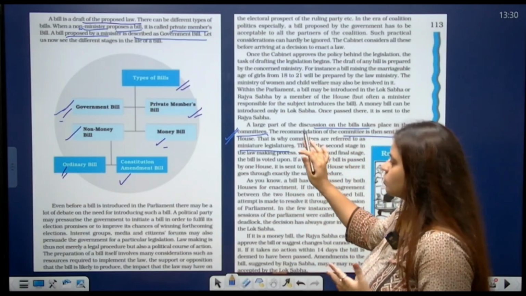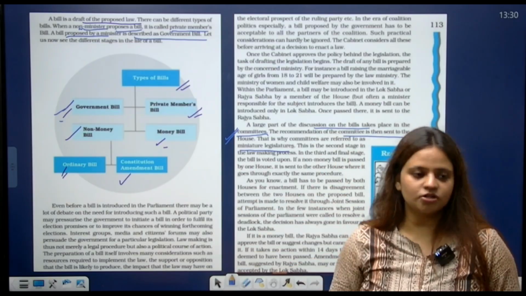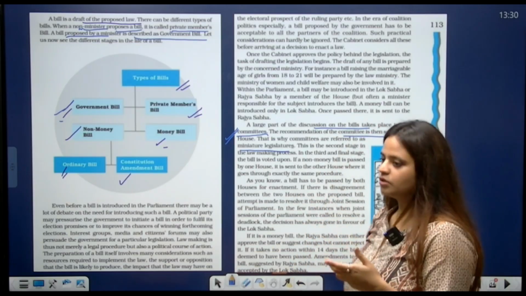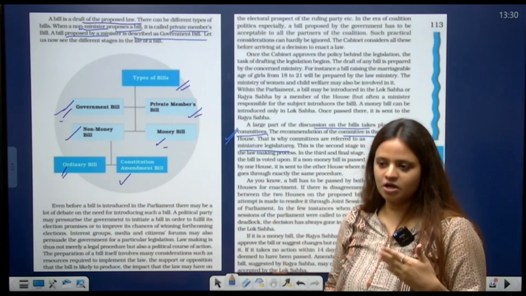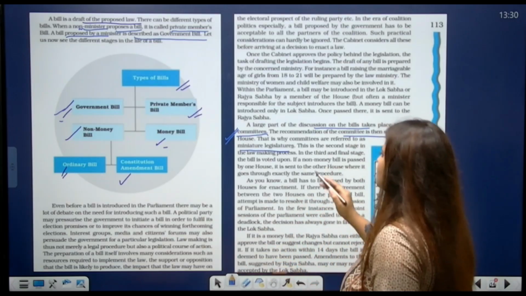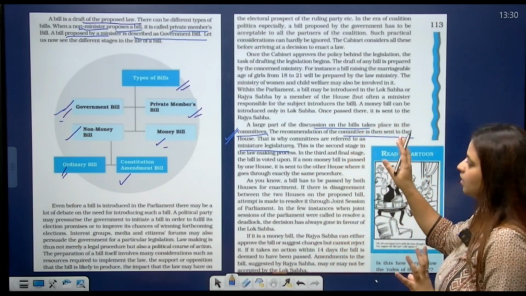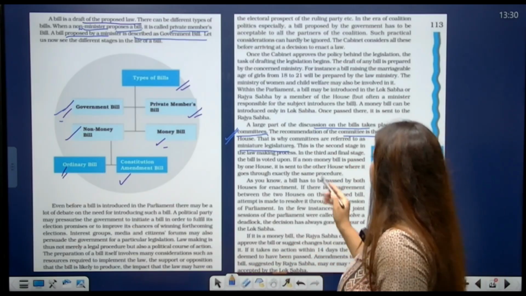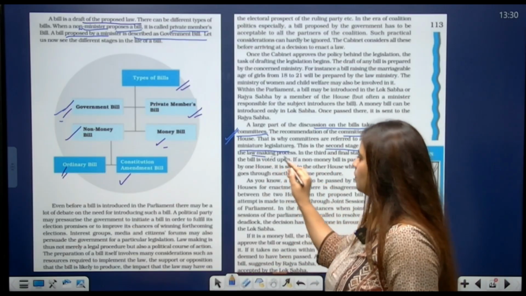So this was the first stage where the discussion is held, and then the second stage is that it goes to the parliament. The first stage is the introduction of the bill. The second stage is that it goes to the committees, and the committees discuss it and give a report out of it. So this is the second stage of the law making process.